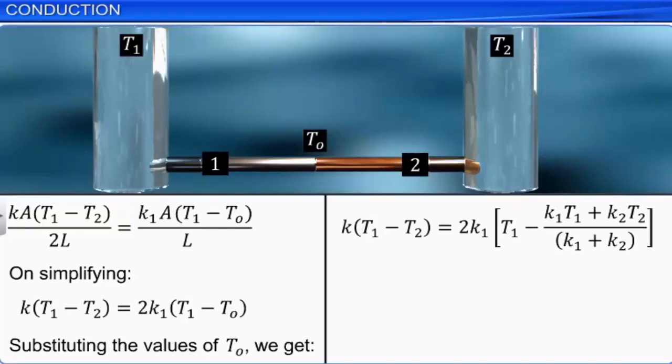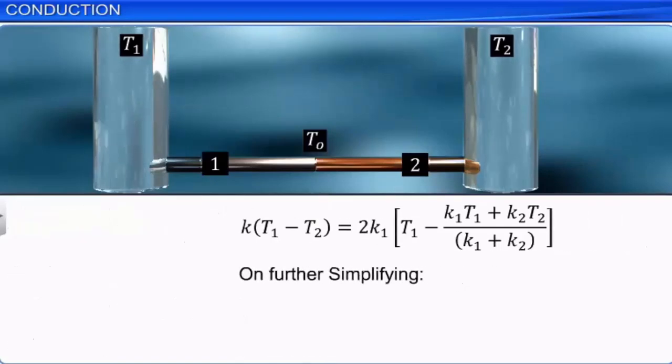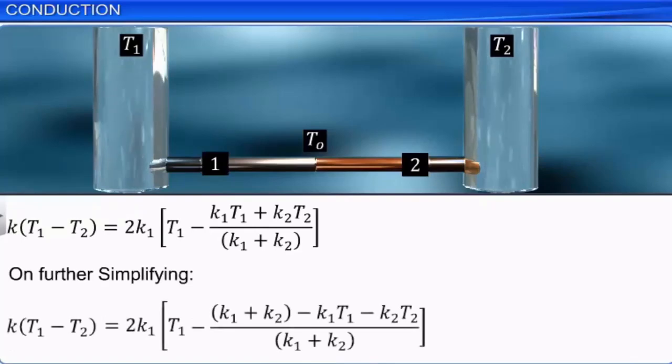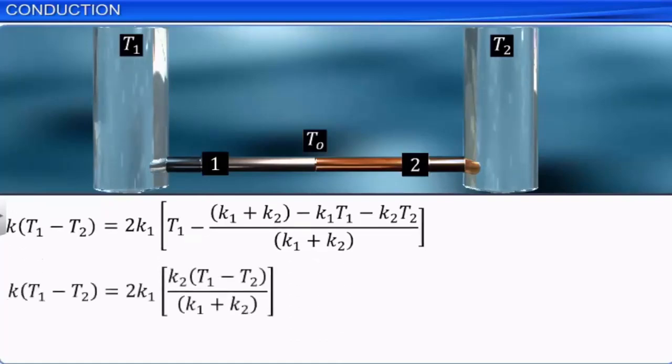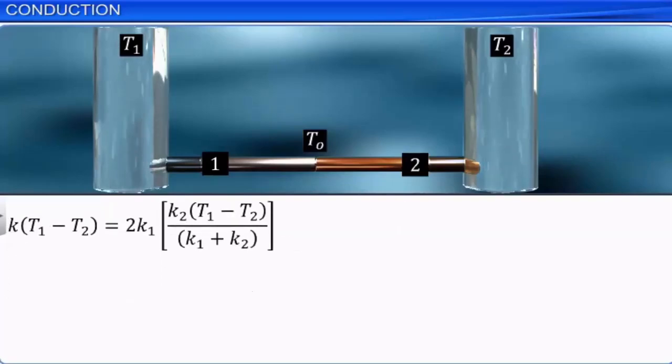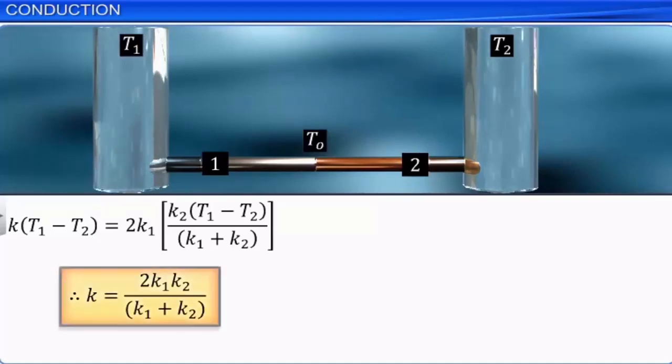On further simplifying, we get K(T1 minus T2) is equal to 2K1 K2(T1 minus T2)/(K1 plus K2). Therefore, K is equal to 2K1K2/(K1 plus K2). This is the expression for equivalent conductivity when two conductors are connected in series.